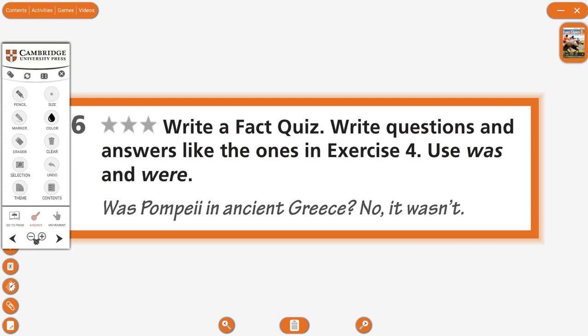Use what word. Write a fact quiz. Write question and answer like the ones in exercise 4.